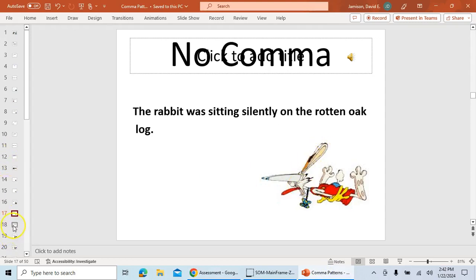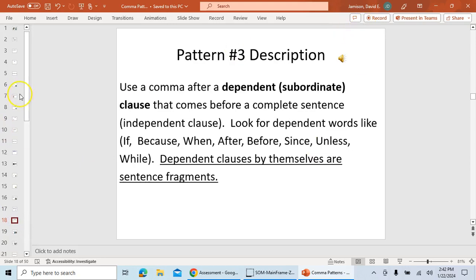Right, let's go to number 3. Use a comma after a dependent or subordinate clause that comes before a complete sentence. The last one that we just looked at, the prepositional phrases that we showed were themselves dependent clauses, so they kind of count as this as well. For dependent words, look for if, because, when, after, before, since, unless, while. Dependent clauses by themselves are called sentence fragments. So you kind of went through that already when you were looking at the fragments and comma splices part.